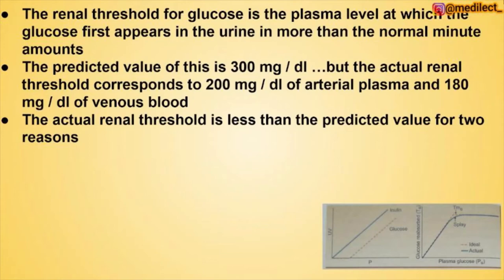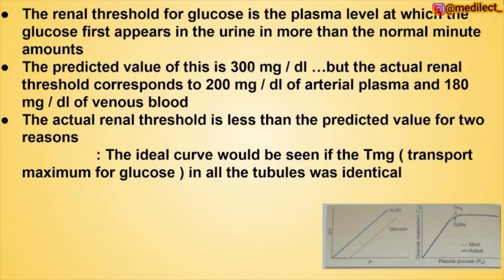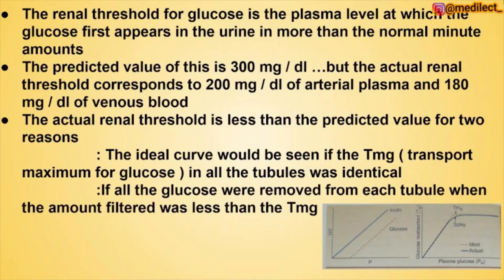Which are these two reasons? As you can see over here, this is the predicted value and this is the actual value, 200. Predicted value is more and actual is less. And this is for two reasons, very important, commonly asked in the exams. The ideal curve would be seen if the transport maximum for glucose in all the tubules were identical, which in the human case doesn't happen. Also, the ideal curve would be seen if all the glucose were removed from each tubule when the amount filtered was less than the transport maximum for glucose. Now, this is not the case in humans.